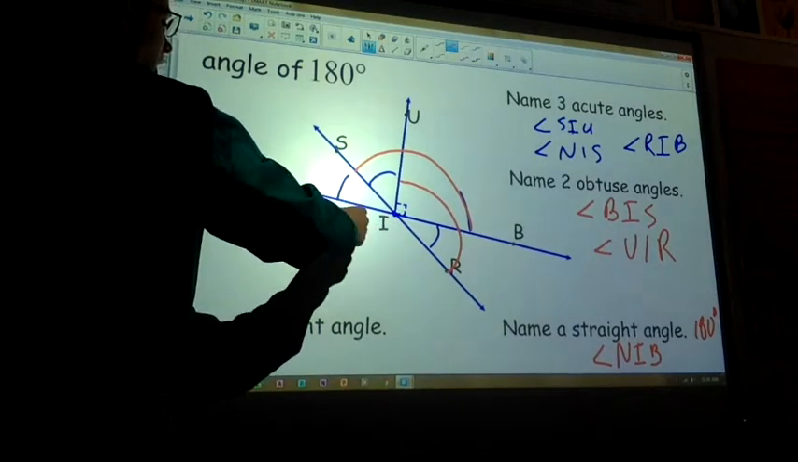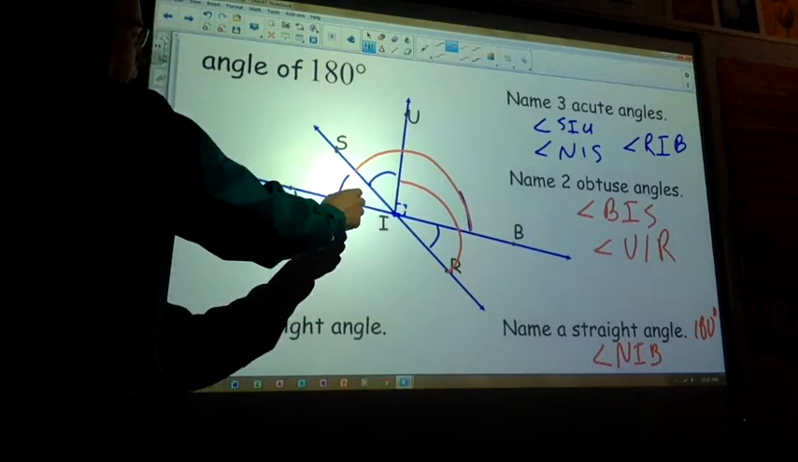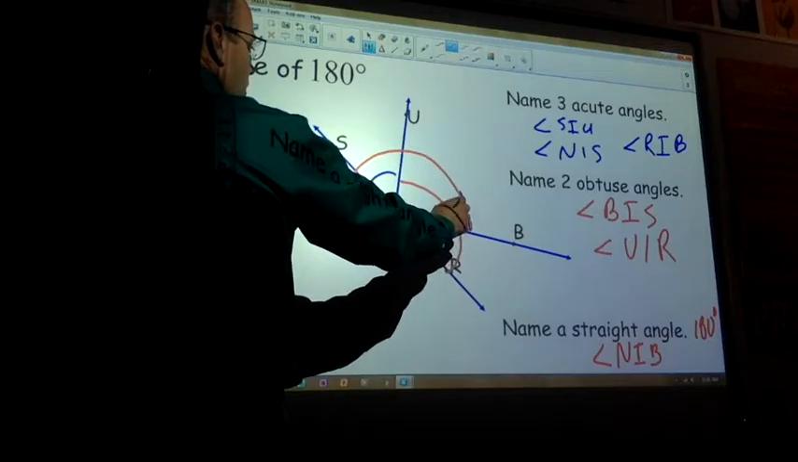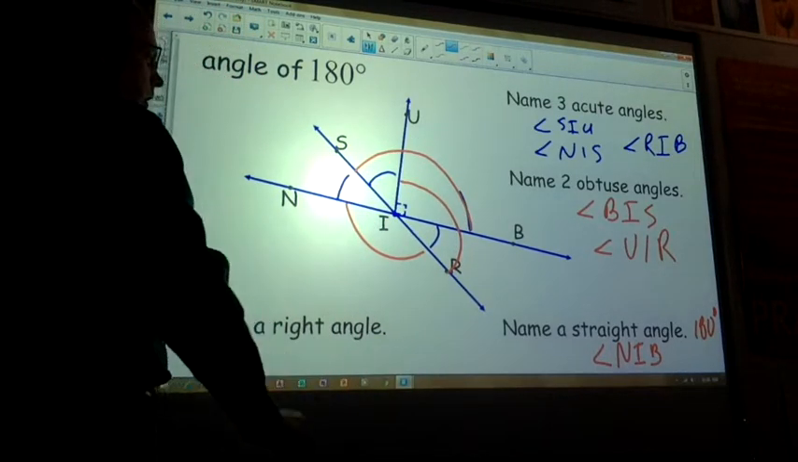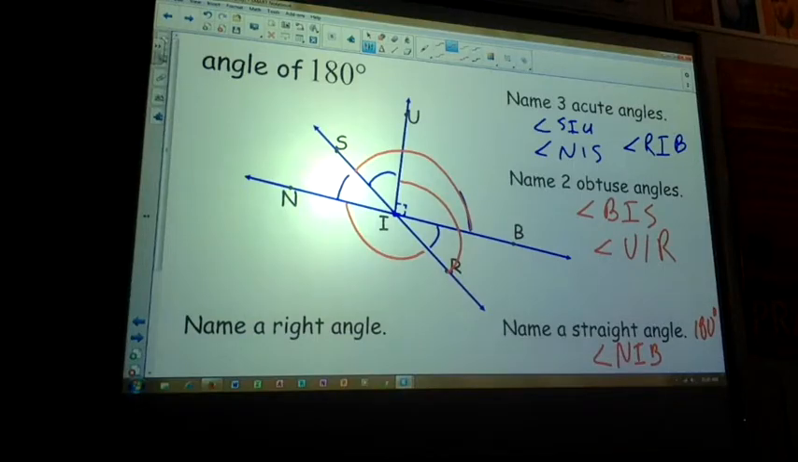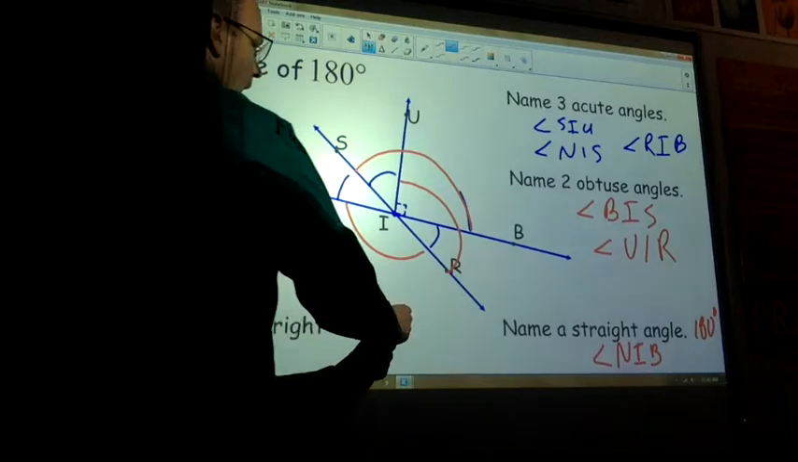Name two obtuse angles. What's an obtuse angle? Bigger than 90, less than 180. So let's choose a different letter. Is angle BIS obtuse? How would you know? That's 90 degrees right there. This is bigger. What about this angle right here?